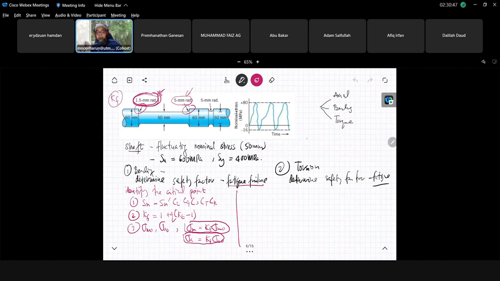Safety factor. If the question uses the graph, how do we calculate the safety factor?